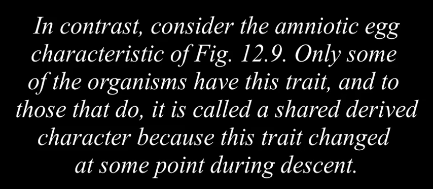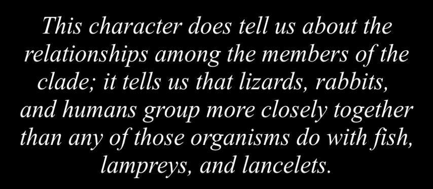In contrast, consider the amniotic egg characteristic of figure 12.9. Only some of the organisms have this trait, and for those that do, it is called a shared derived character because this trait changed at some point during descent. This character does tell us about the relationships among the members of the clade.